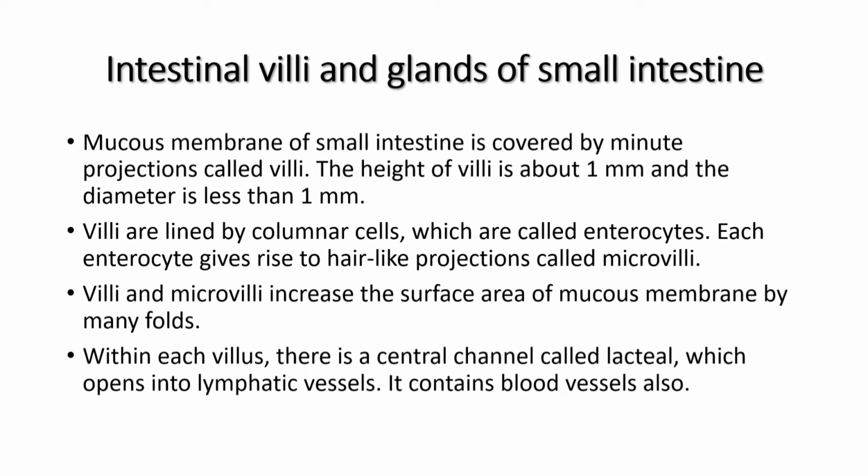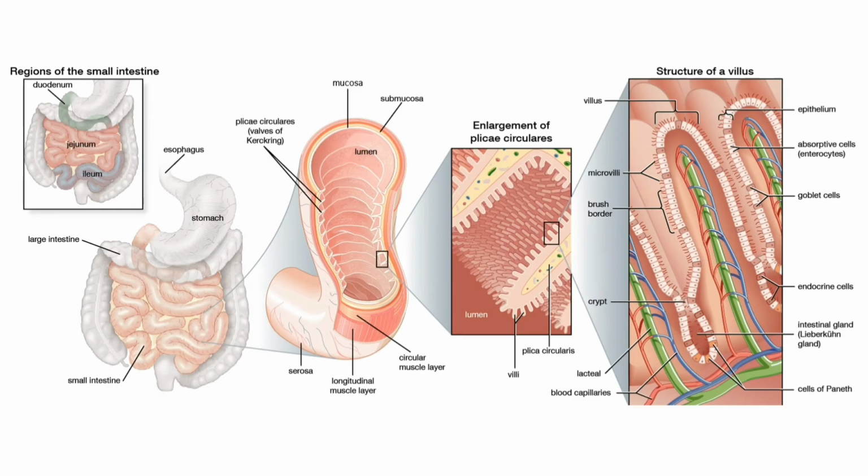Villi and microvilli increase the surface area of mucous membrane by many folds. Within each villus, there is a central channel called lacteal, which opens into lymphatic vessels. It contains blood vessels also.